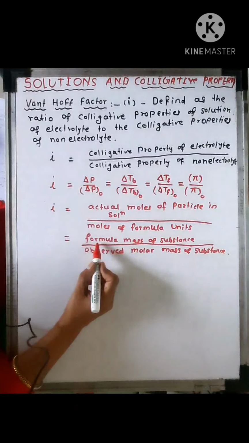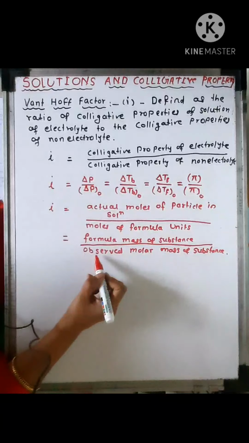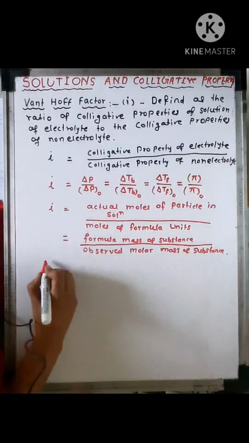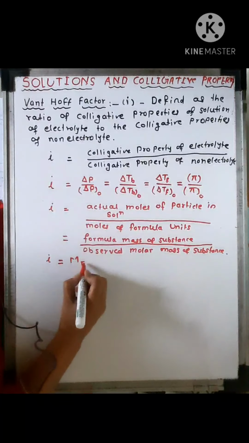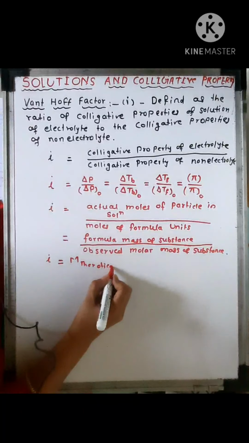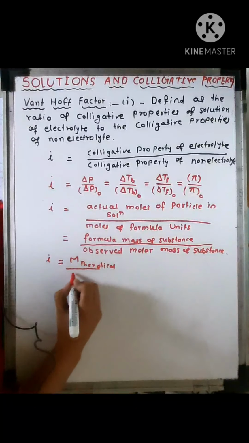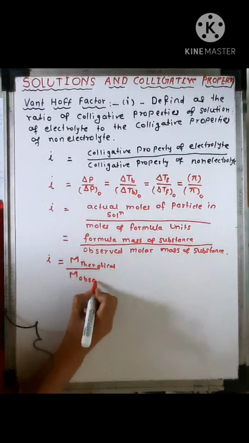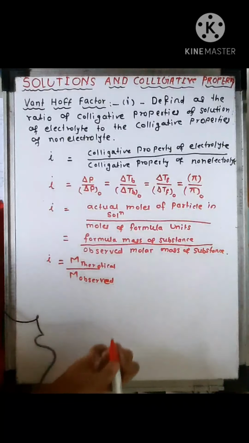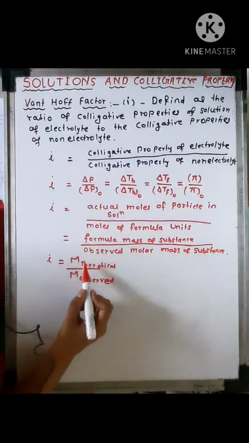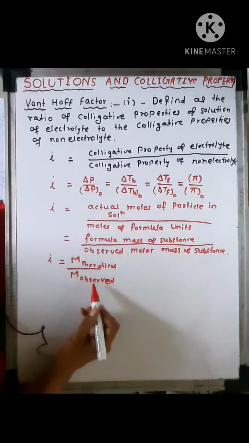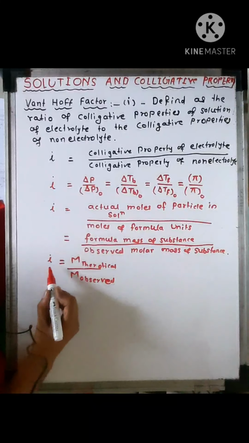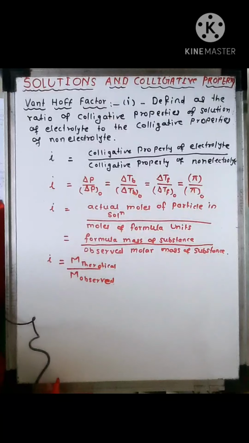This formula mass of substance is the theoretical mass, and the observed molar mass is M observed. So I, that is Van 't Hoff factor, is equal to M theoretical upon M observed. M observed means the practically calculated value, and M theoretical is the known theoretical value. So I is equal to M theoretical upon M observed.